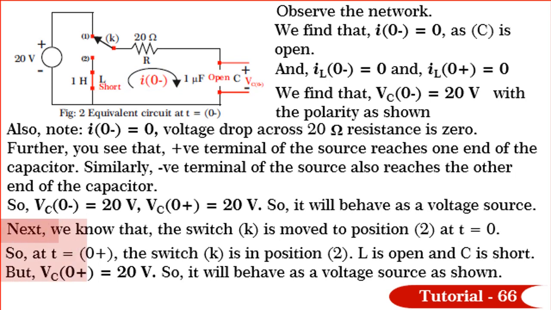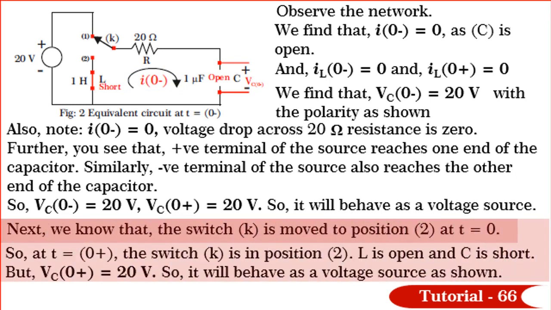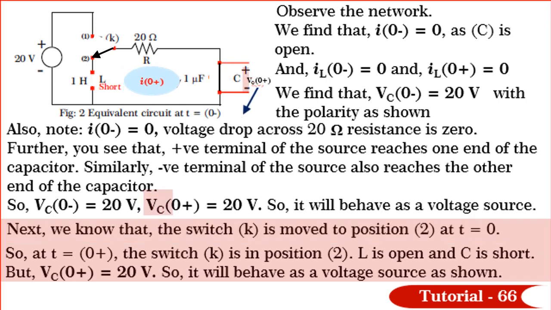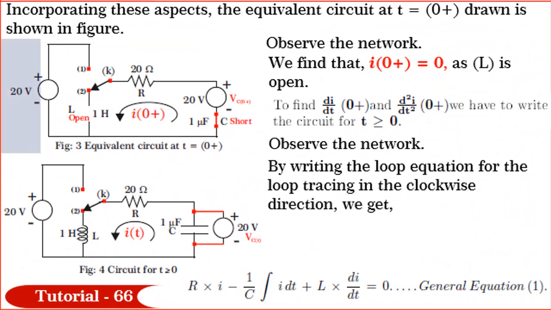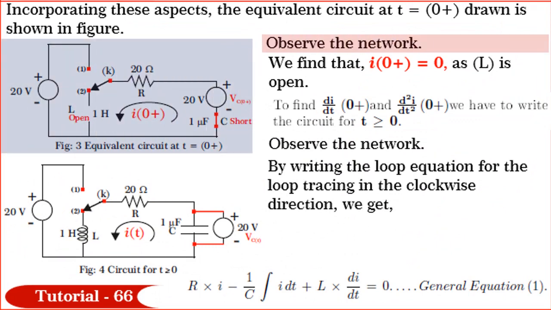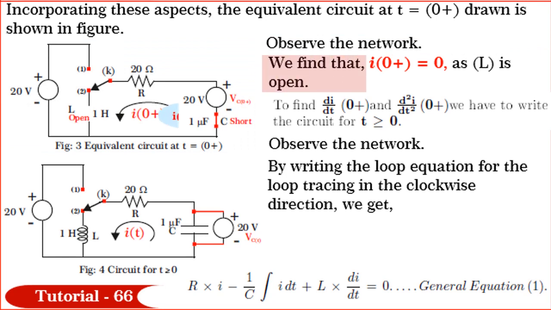So, friends, we know at t = 0+, the switch is in position 2, L is open and C is short. But VC(0+) is equal to 20 volts. Incorporating these status at t = 0+, the circuit drawn is shown in figure. Observe the network. We find that I(0+) is equal to 0 as L is open. Here we obtained one answer, friends.